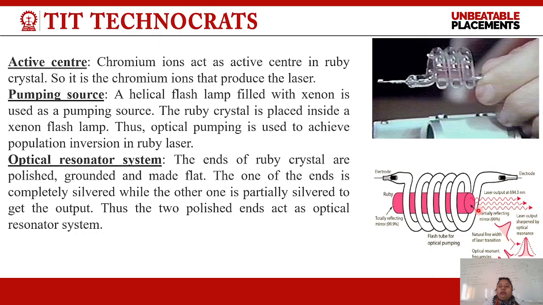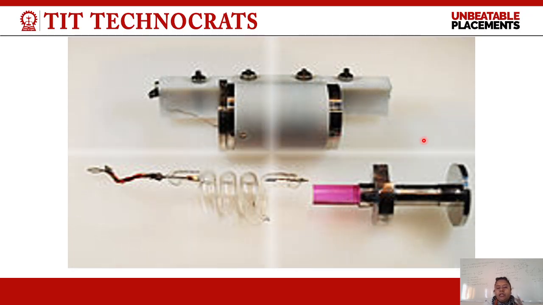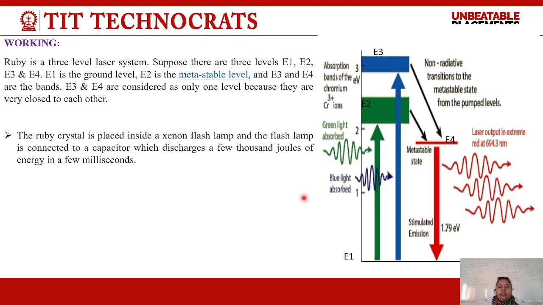Okay. So you have seen here, this is the helical shape xenon lamp, and now moving towards the next thing. So these are the components. Actually, this is the cavity in which we placed our ruby laser. This is the ruby crystal rod, and it is our pumping element, which is known as a xenon lamp in this condition. Okay, so now we are moving towards the working.